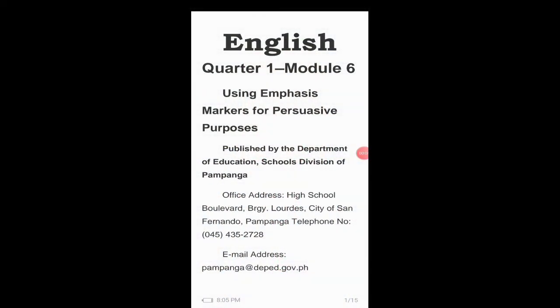Good day, grade 8 students. For this week 4, we will be discussing using emphasis markers for persuasive purposes. Yes, you heard it right, my dear students. We'll be talking about persuasive essays and the different emphasis markers that we need to use so that we can persuade other people to believe in our writings, especially in English.